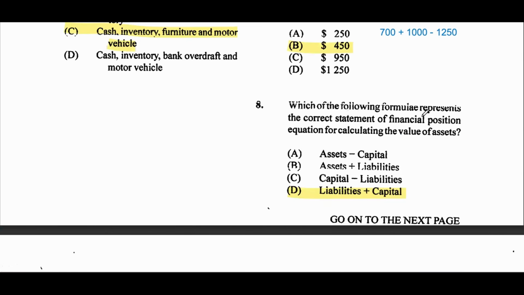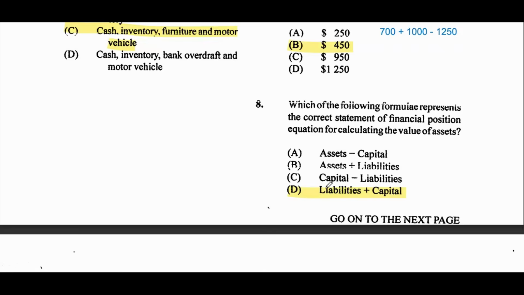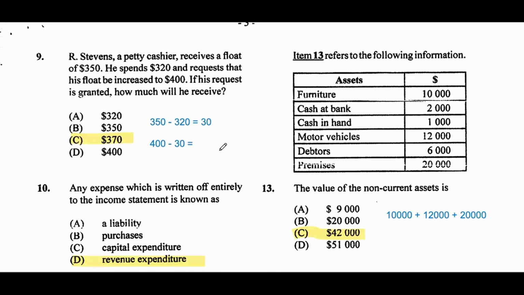Which of the following formulae represents the correct statement of financial position equation for calculating the value of assets? Basically asking us, what is the accounting equation? Well, assets is equal to liabilities plus capital, which is D. Good. Time for us to move on to question 9.